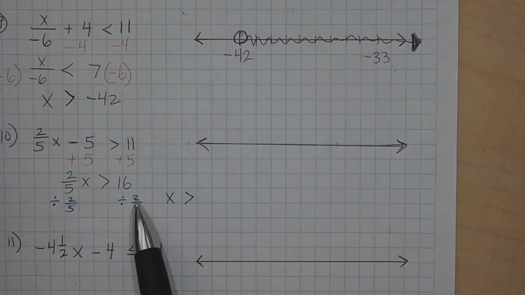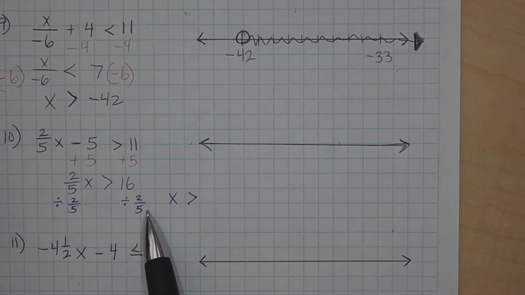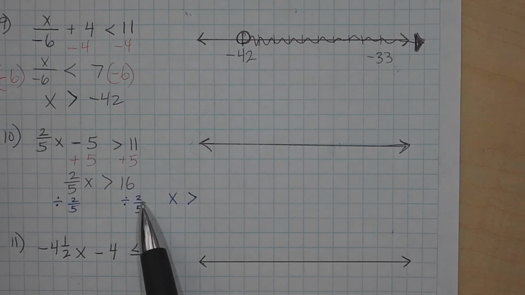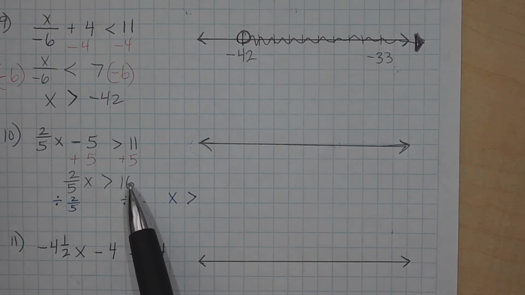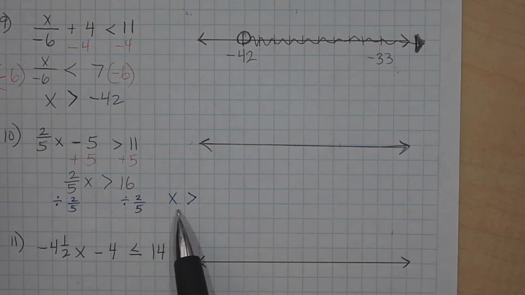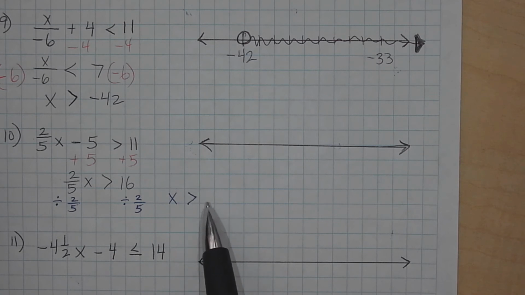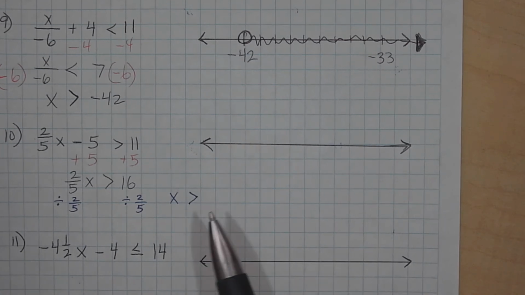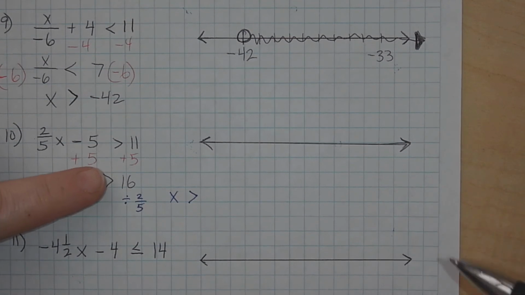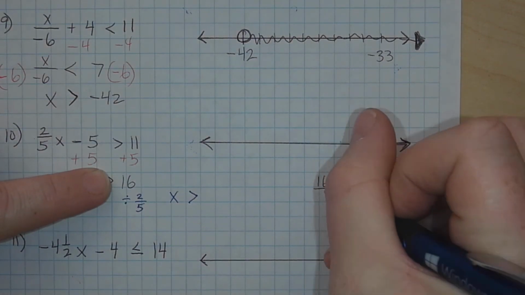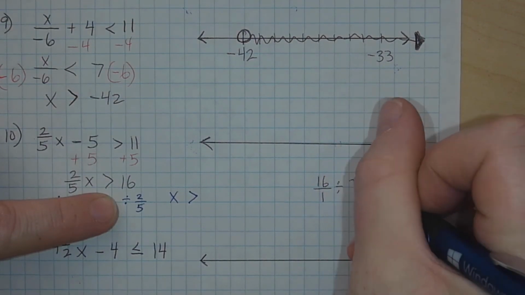One way you can do this work is you could take 2/5 and convert it to a decimal. 2/5 as a decimal is 0.4. So 16 divided by 0.4 will give you what x is greater than, right? It will give you this number that you need. I'm just going to do it as a fraction. So 16 is just 16 over 1, divided by 2/5.